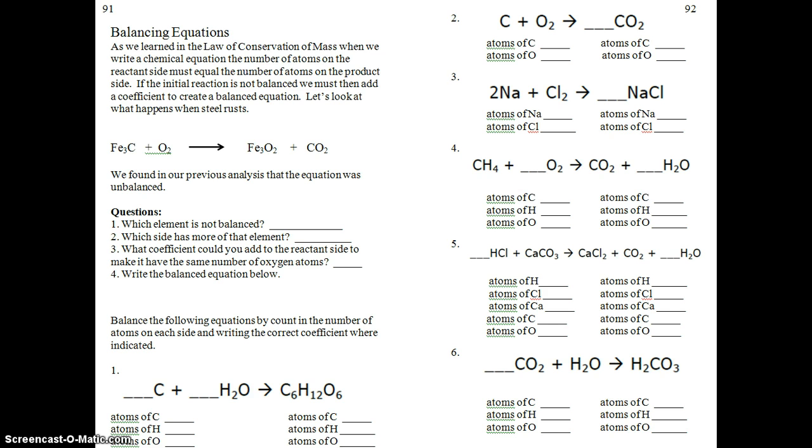We found in our previous analysis that the equation was unbalanced. Which element is not balanced? Good class, it's oxygen. I'm sorry, I know that doesn't really look like a good O, whatever. Alright, which side has more of that element?